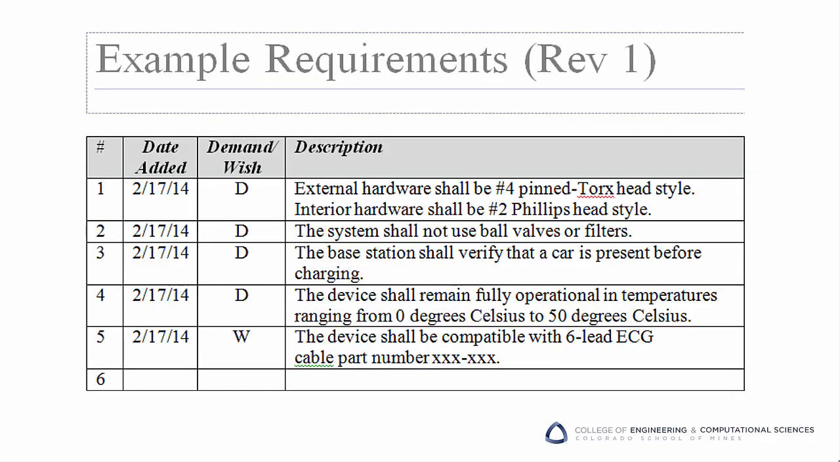Your requirements should look something like this, where we capture the date that requirements are added. This is a nod towards the justifiability of the requirement. We capture the description of the requirement using the best practices we now know, and we identify our requirements with unique numeric indicators so that they can be easily referenced in design reviews and project documentation. Notice there's an additional column we haven't yet talked about: demand versus wish.